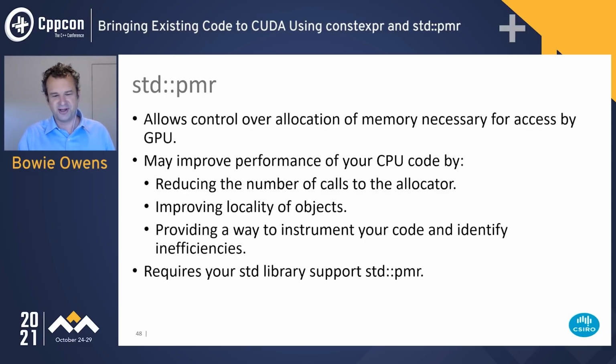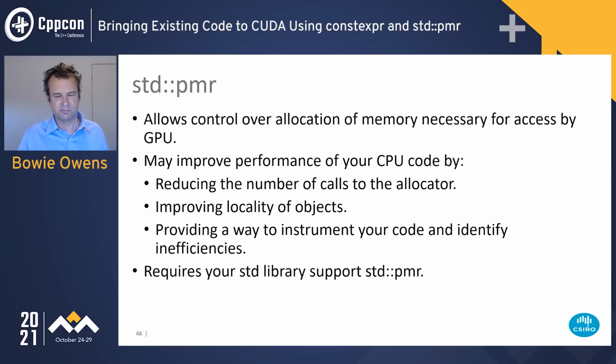Okay, standard PMR allows you to control the allocation of memory, which is necessary for access by the GPU. So you have to adjust your memory allocation. Now, the good thing is that using standard PMR may allow you to reduce the number of calls to the allocator or improve the locality of objects in memory by using intermediate memory resources like monotonic buffer resource. And this may improve the performance of your code.